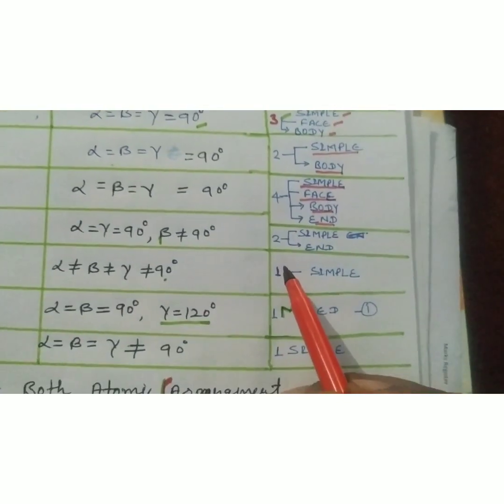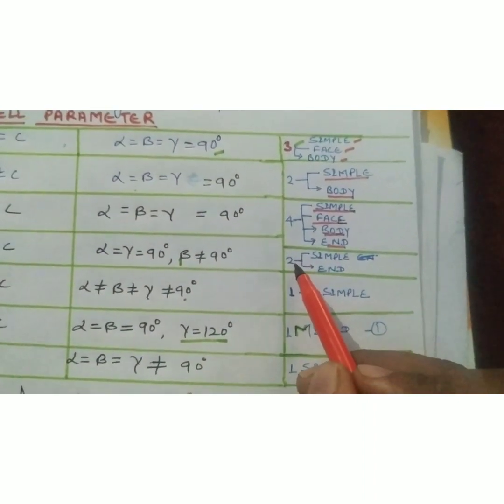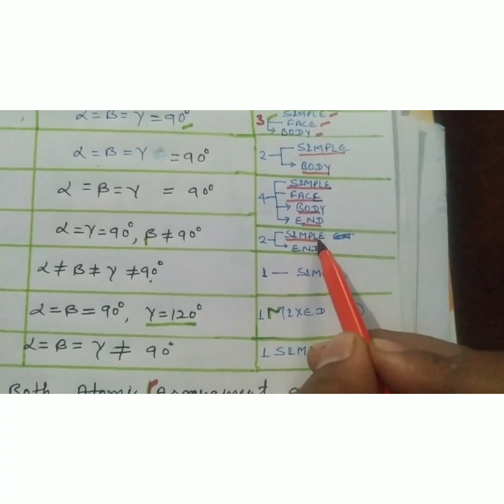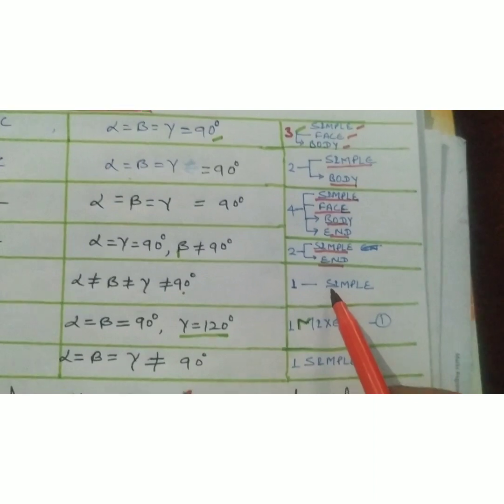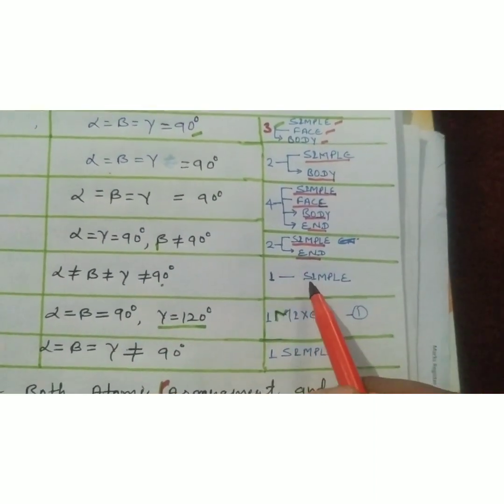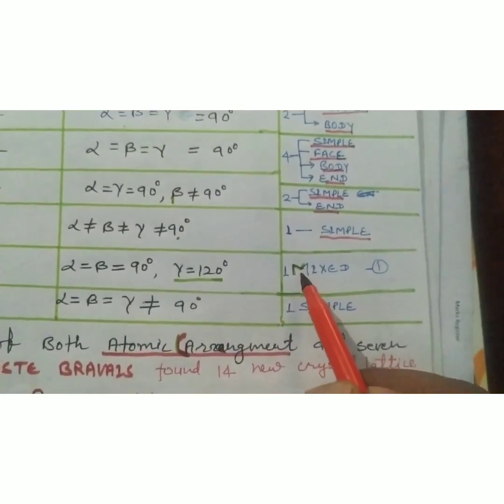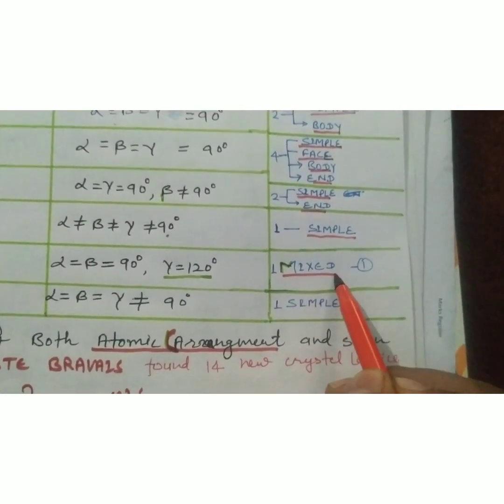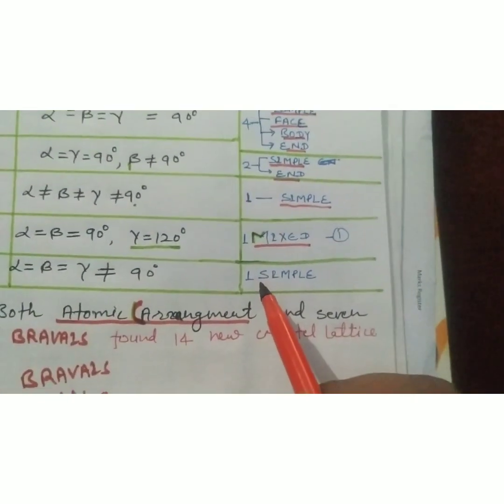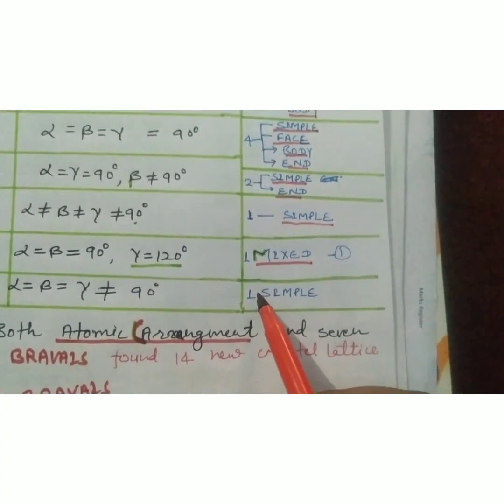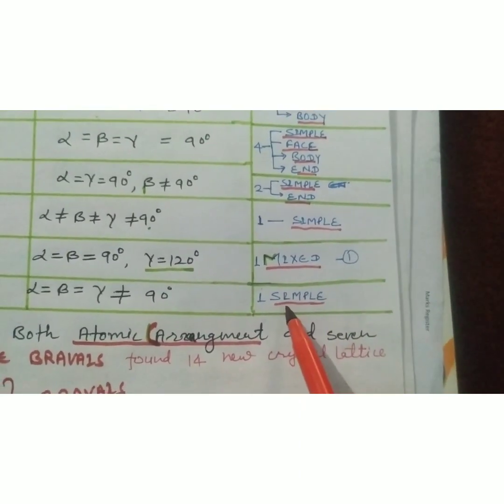Clear? Now monoclinic, by the combination of both, monoclinic may be simple monoclinic and end centered monoclinic. Clear? While the triclinic has only 1 type, simple triclinic. Clear? While hexagonal has only 1 type of unit cell. And the last one, rhombohedral, is only 1 type of unit cell, known as simple rhombohedral.